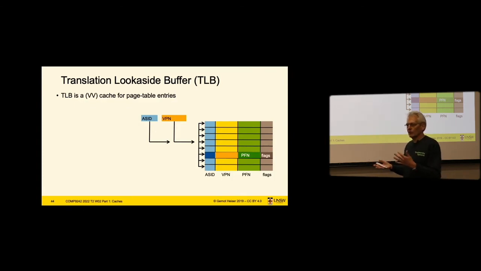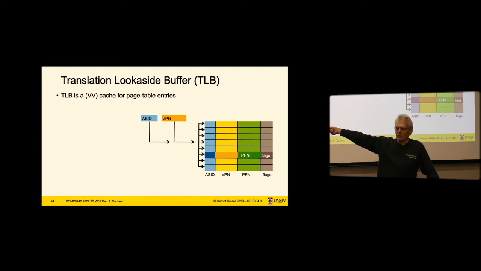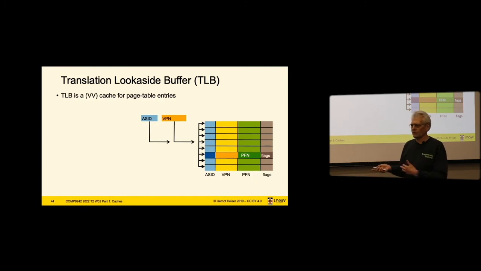And of course, when you remap a page, then you can get stale data in the TLB. If you unmap a page, then it's still cached in the TLB, so you need to explicitly flush it from the TLB. The kernel does that for you, so you don't have to worry about it. But if you design the kernel, then you need to worry about this sort of thing. So it's a VV cache, meaning it uses virtual page numbers for indexing as well as tagging. And the payload is not a data word, it's translation information, so physical frame numbers and flags that basically determine access rights and caching.